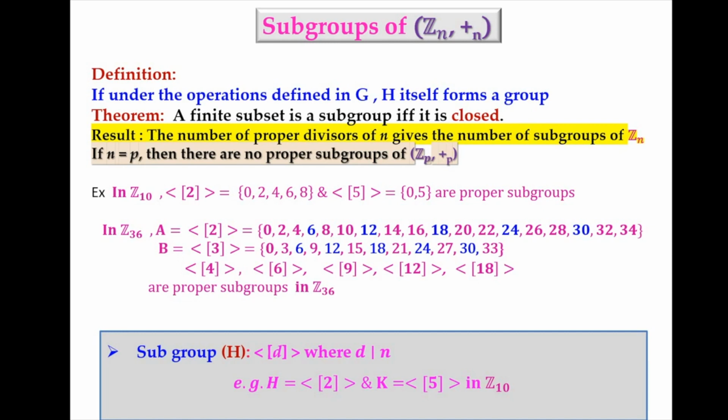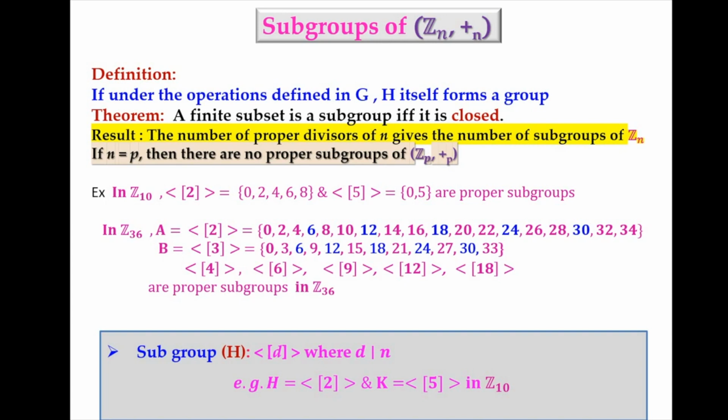Now if we have n to be p, then there are no proper subgroups of Zp under addition modulo p. Remember, Zp star under multiplication modulo p is a group, and Zp under addition modulo p is also a group, but we have just p elements in it. The result says the number of proper divisors of n gives the number of subgroups of Zn, whereas when n is p, we don't have any proper divisors of that prime number, and therefore we don't have any proper subgroups in the case of Zp under addition modulo p.